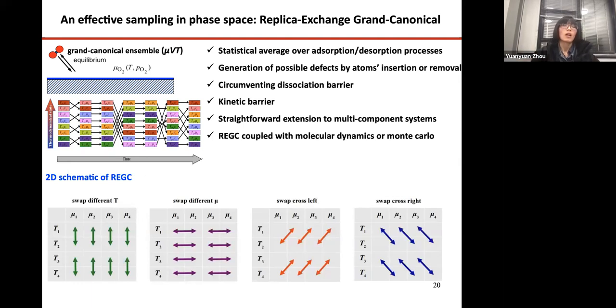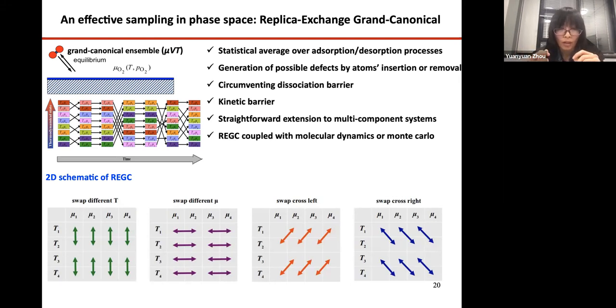Moreover, a 2D scheme of REGC is designed in our approach. Unlike 1D replica exchange, where each replica only has two neighbors, in our 2D scheme each replica has at least 3 neighbors, or at most 8 neighbors. This will enhance the probability of configurations moving across different thermodynamic states.